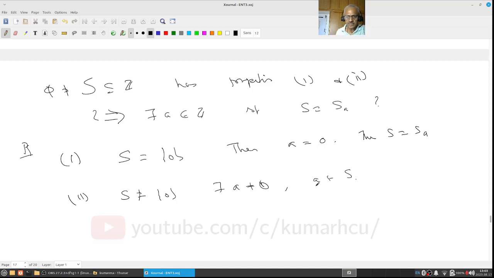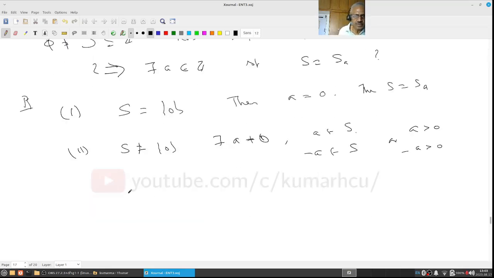Right? Since a belongs to S, minus a also belongs to S, and a is non-zero, therefore either a is positive or minus a is positive. Right? Therefore S has positive elements, positive integers, that is natural numbers. You understand? a and minus a both belong to S, one of them has to be positive. Therefore it is a natural number.